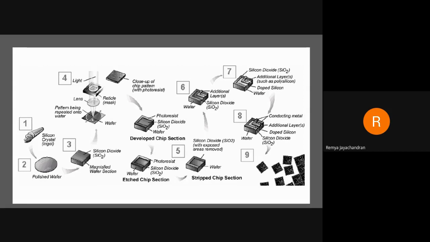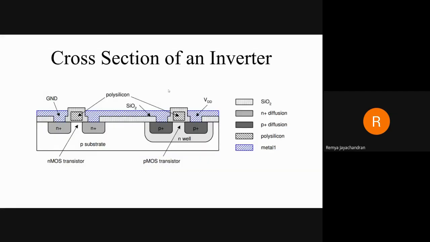And you can pattern that device using the photolithography technique. Then developing the chip section, etching the unwanted materials from that, then the deposition and the patterning of this device, and finally into the transistor form. So we'll see an example for that.